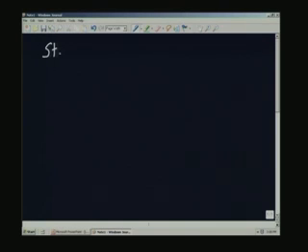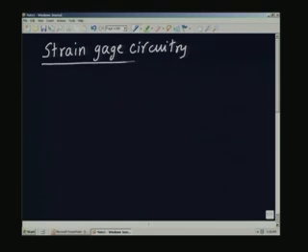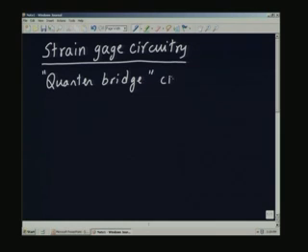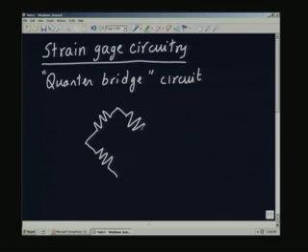So, we will go back to the strain gauge circuitry, which we talked about in the last lecture. Basically, a bridge circuit, in fact we called it the quarter bridge. We were just about introducing this terminology. So, essentially the quarter bridge circuit consists of the following. We have 4 resistances arranged in the form of a bridge, which is very familiar to all of you.